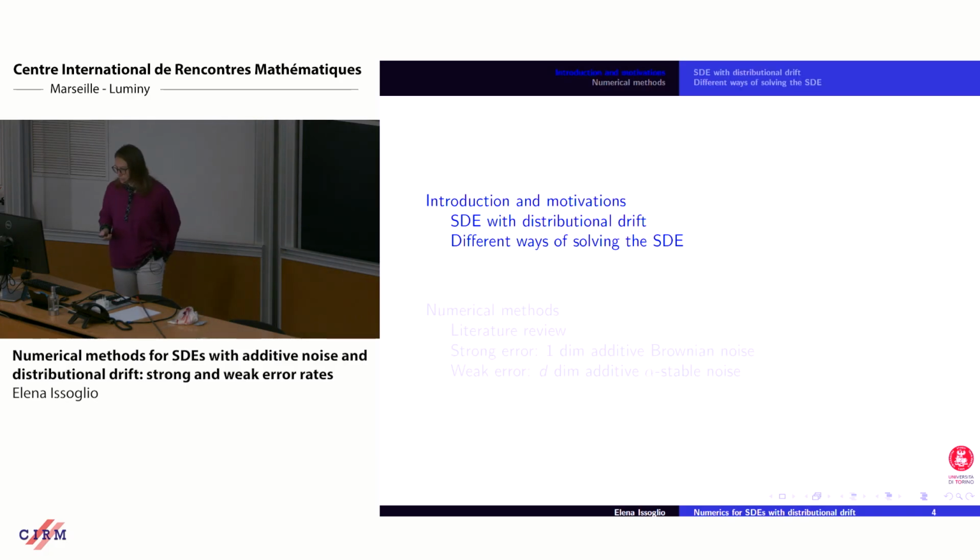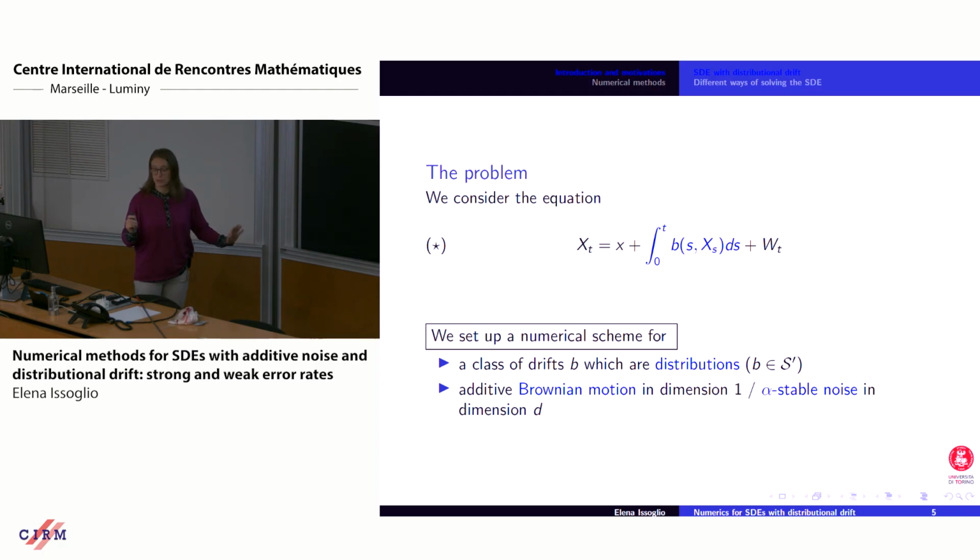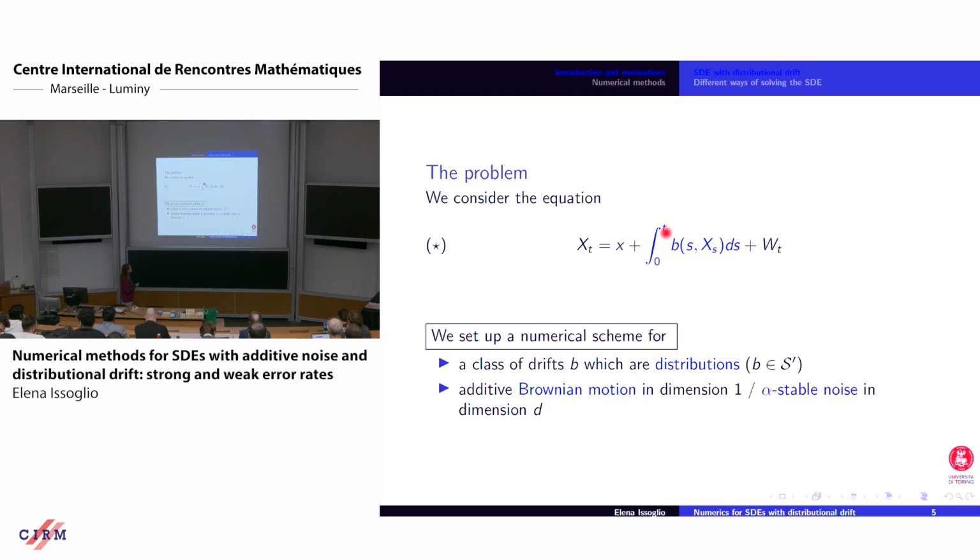Okay, so the SDE. Many of you know it actually, but I'm assuming not all of you are familiar, so I'm going again through the basics. The SDE has, like I said, additive noise and a drift, and the main aim is to set up a numerical scheme for this. But the point is that the drift B is a distribution in the second variable. In time it's a function, actually it has to be even C^{1/2} or C^alpha. So anyway, it's at least a continuous function in time, but in space it's a distribution.